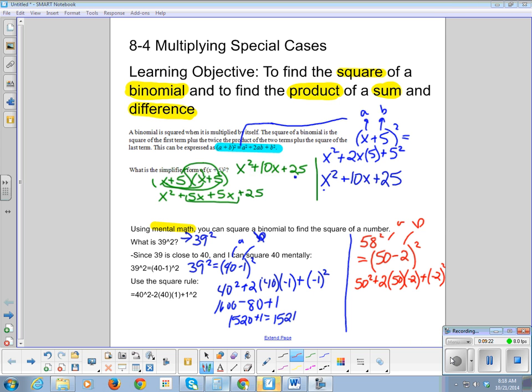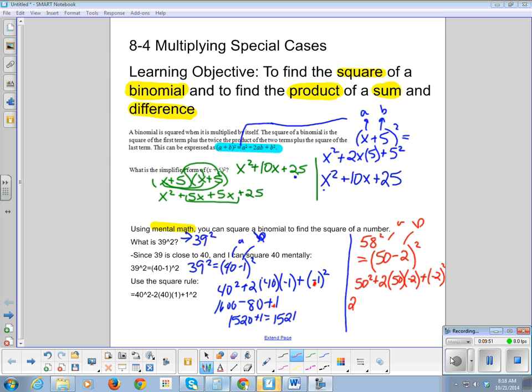Here's a question. Why is this not equal to -1 when it comes over here? It's -1 here. Why is it +1 here? Yes, because a negative times a negative is a positive. So anytime you have a negative inside a square, it pops out positive.